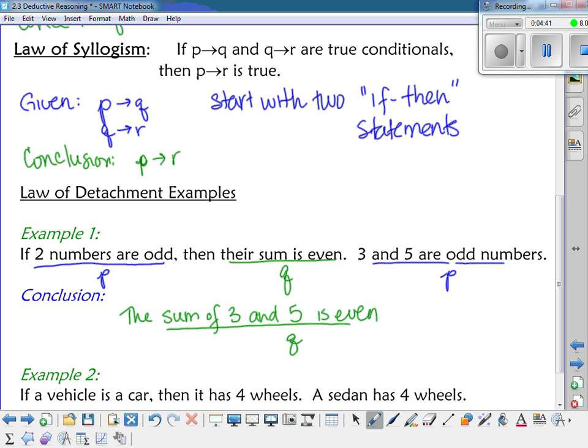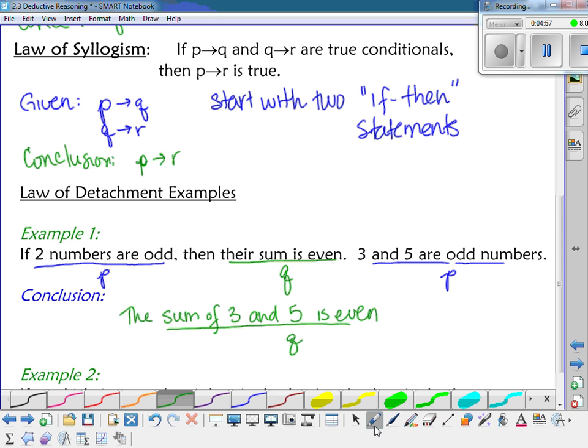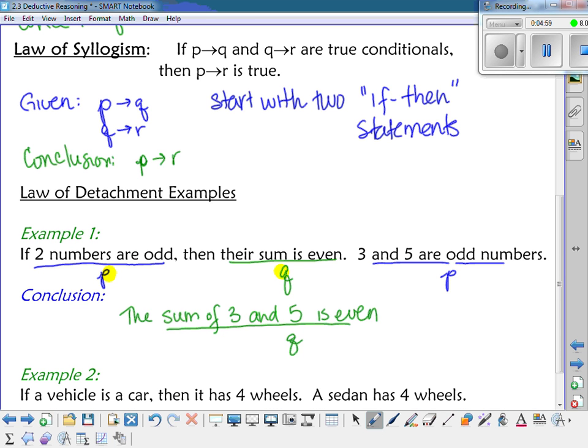Okay, so we start with the general and move to more specific. If two numbers are odd, then their sum is even. 3 and 5 are odd numbers, therefore the sum of 3 and 5 is even. So the pattern that we went was PQ, PQ. And it's always going to be this pattern in order for it to be a valid conclusion.